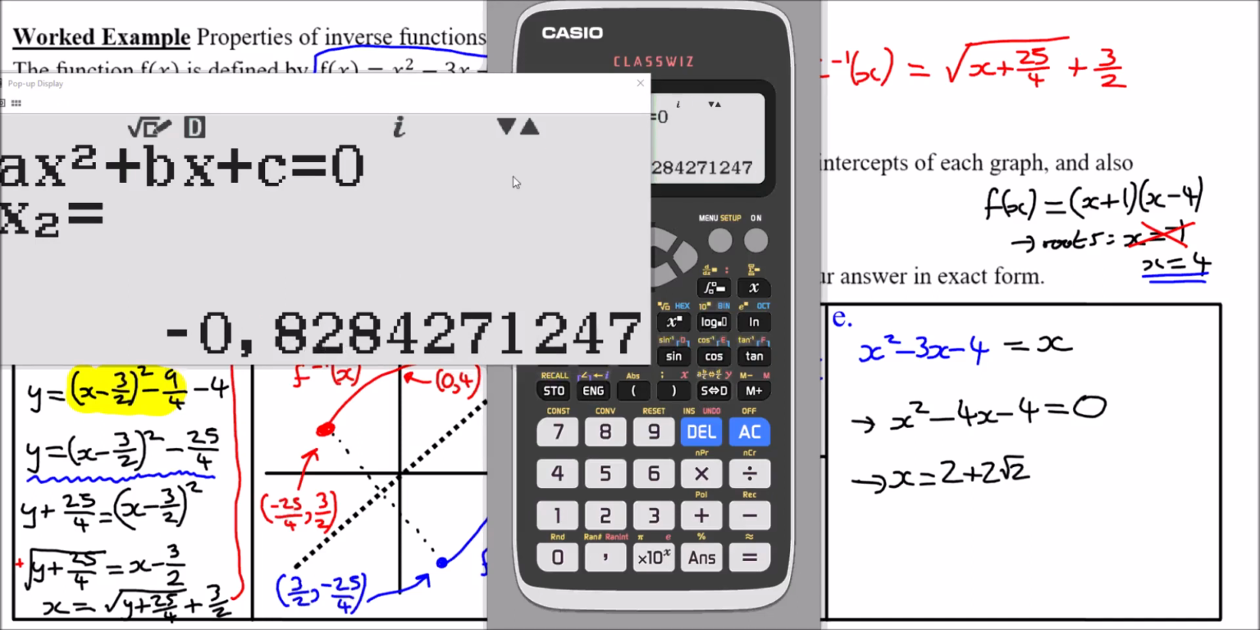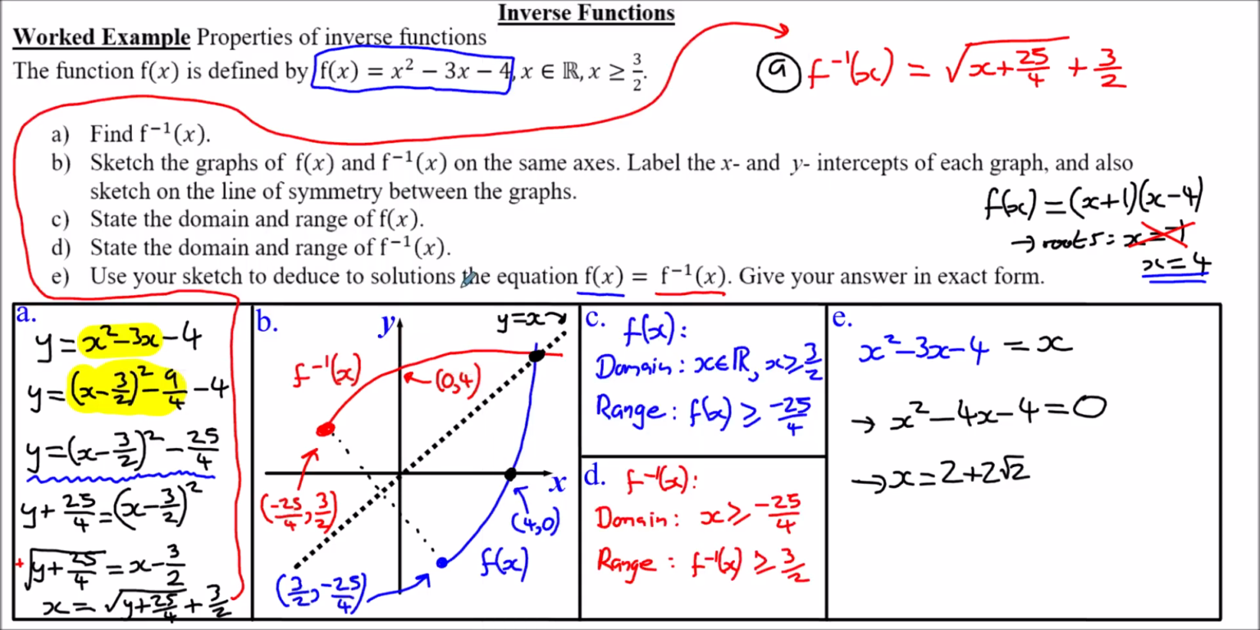So if we just have a look at using our sketch, x is clearly going to be a positive value at this solution. It's not going to have a solution where x is negative. They would never cross where x is negative. The blue would never meet the dotted line. So actually our only solution in exact form is x equals 2 plus 2 root 2.